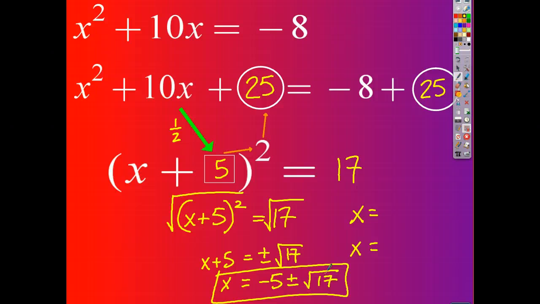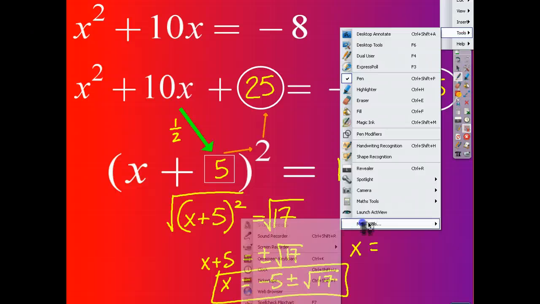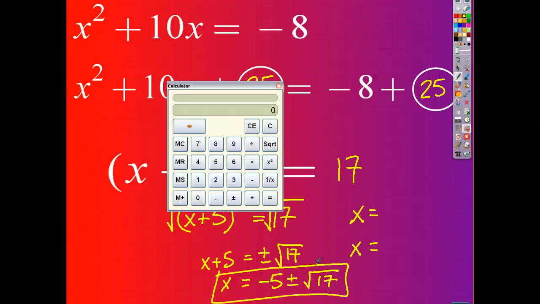Let's go ahead and we'll put in. Let's see. I think I have a calculator that I can use here. Where is the calculator? That's in math tools, and there it is, calculator. So let's do this. We can do square root. So let's do -5. We'll do 5 negative. Okay, and we'll add the square root of 17, or we'll take the 17 square root.